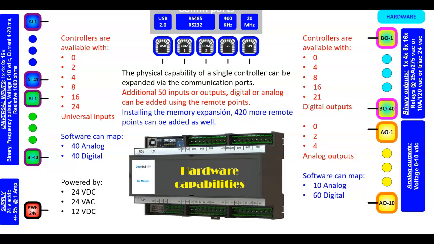The COM ports come to the rescue. You can add more inputs and outputs than what a single controller can offer using the communication ports. Any NX controller has 50 additional remote points that, using any of the available communication channels, can expand the number of inputs and outputs. And even more, adding a memory expansion grows the capability by 420 additional input and output points that can be accessed through the remote points.